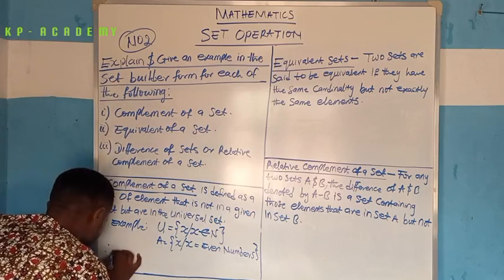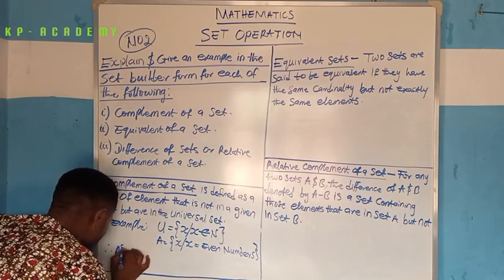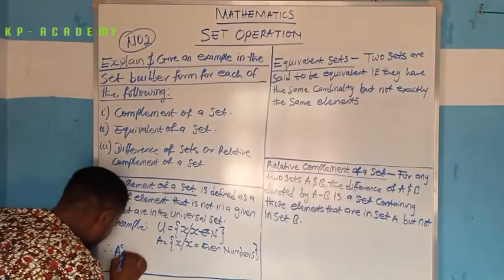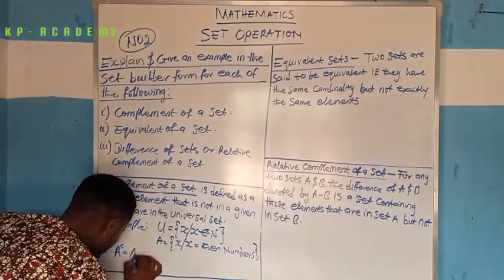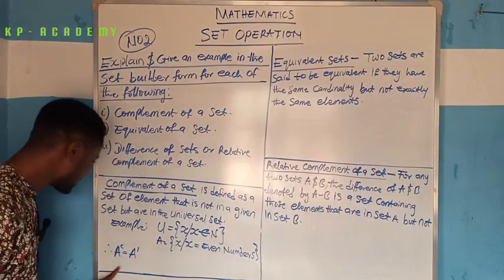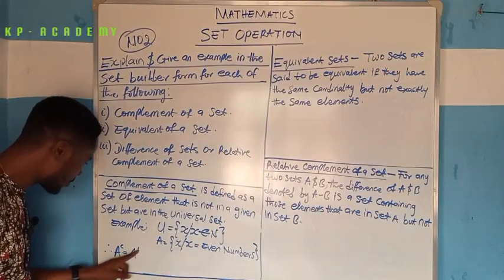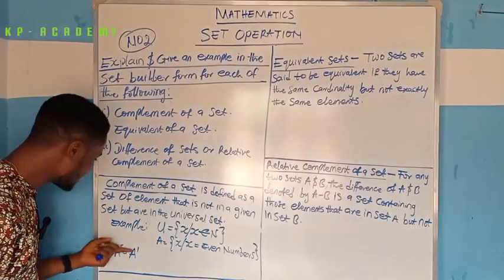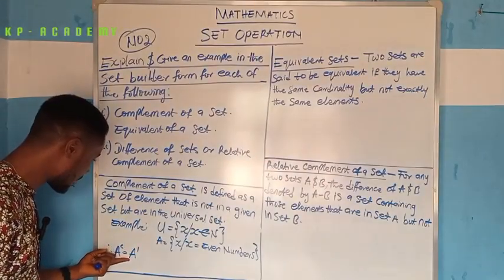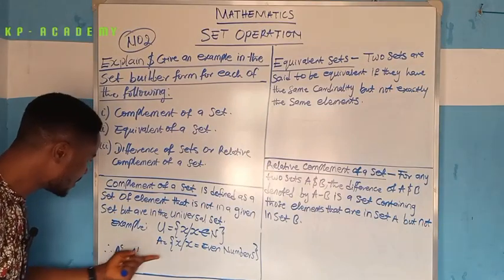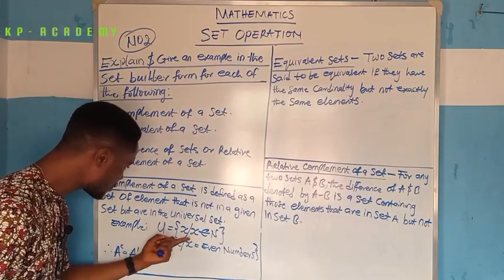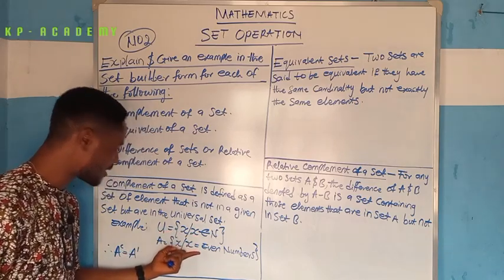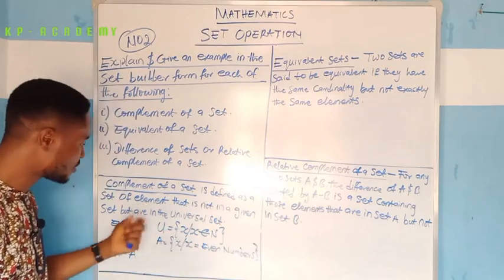So therefore, A complement, which is written as A superscript small c, and of course, most times it is also written as A prime. So whenever you see A raised to power c or A prime, both of them mean the same thing. It means A complement. So the complement of this set, that is A complement, will be those elements that are in this universal set, but they are not in the given set A. So what do you think those things will be?